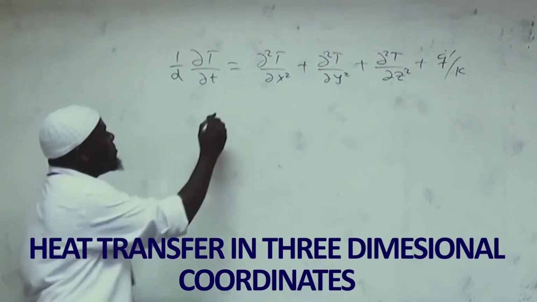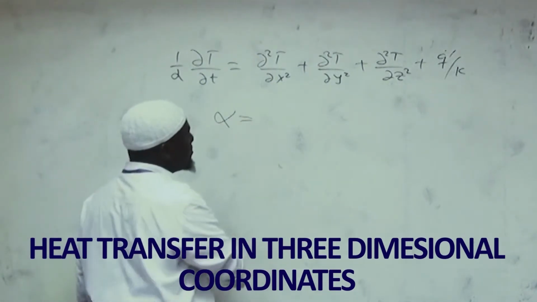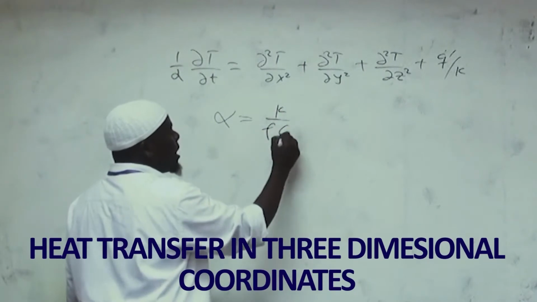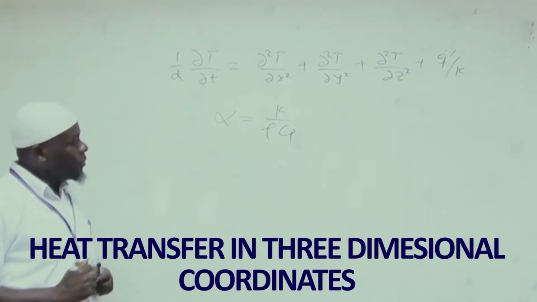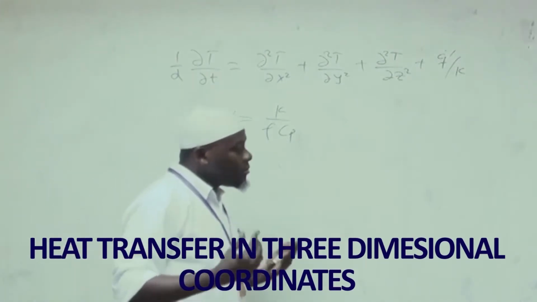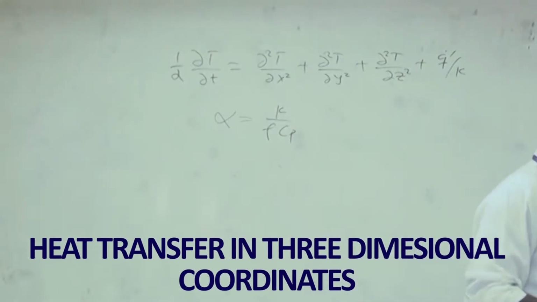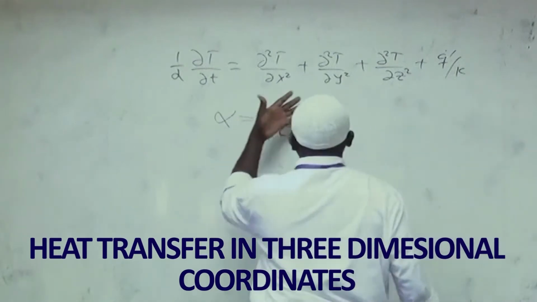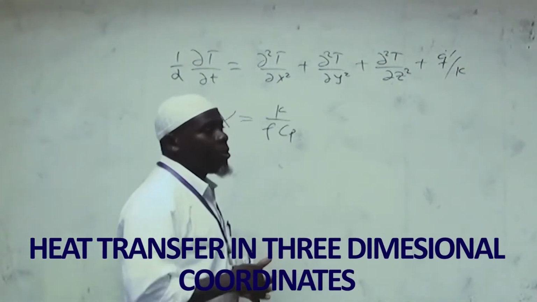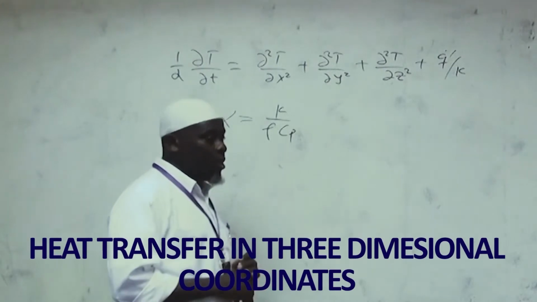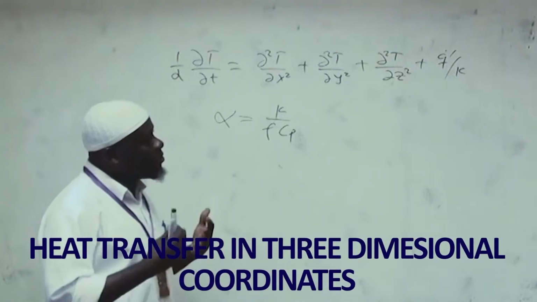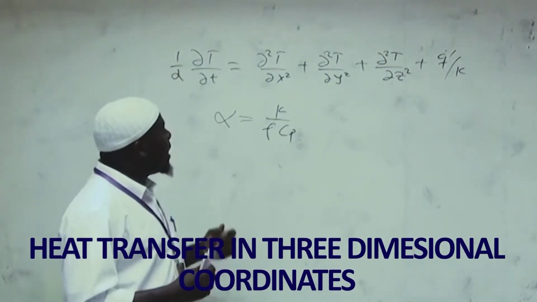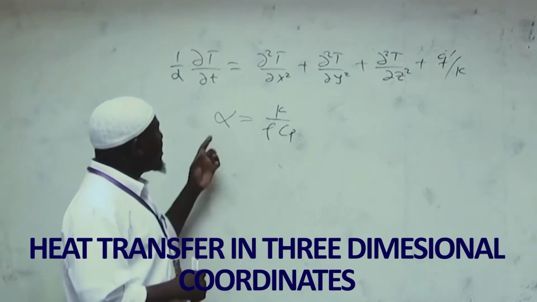And we defined a new parameter called alpha, which is k divided by rho times c, the thermal diffusivity. By classical definition, thermal diffusivity is the ratio of the thermal energy which is transported relative to the thermal energy stored. So whenever the thermal conductivity of a particular fluid is very high, you have a high thermal diffusivity.